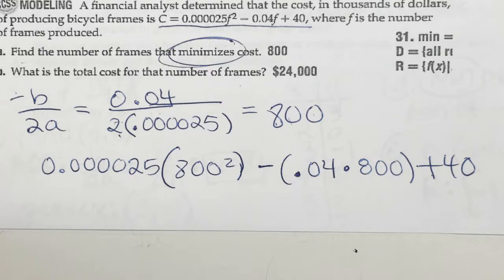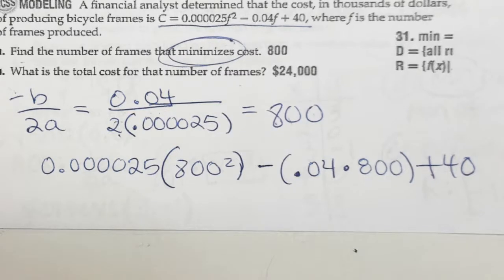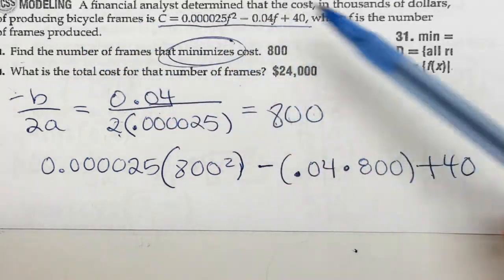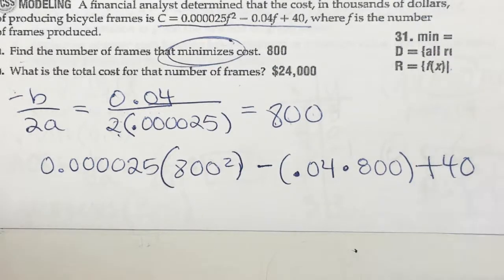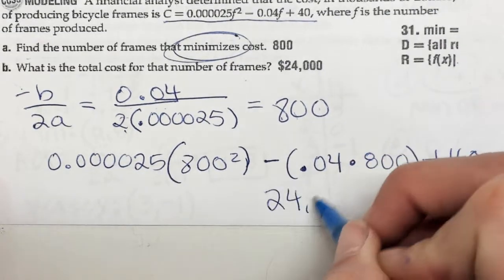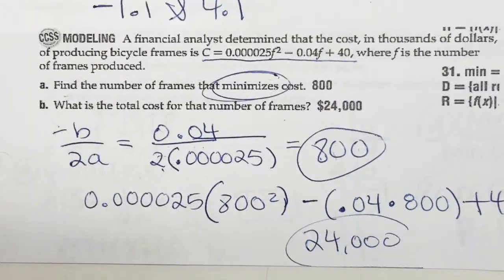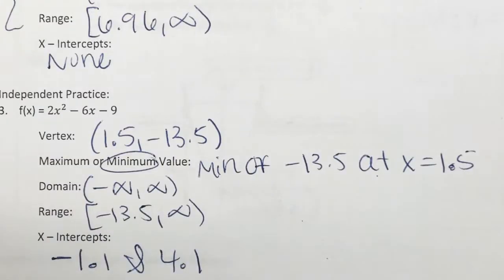And what'd y'all get? Anybody? 24. Good. And the reason it's just 24 is because this is where it's in thousands. So you just take the number 24 and make 24,000. Very good. So anytime it says minimize the cost or maximize, it's asking you to find the what? Come on. Which is what? Your vertex. Good.